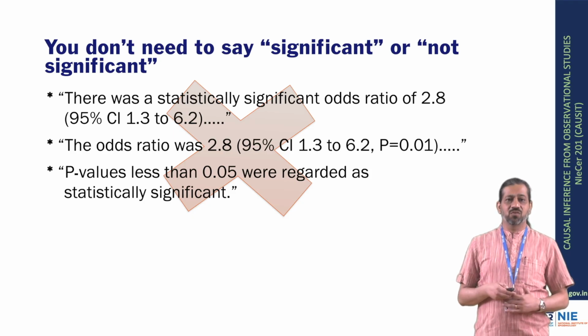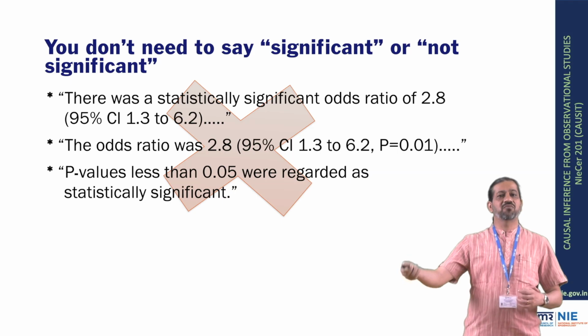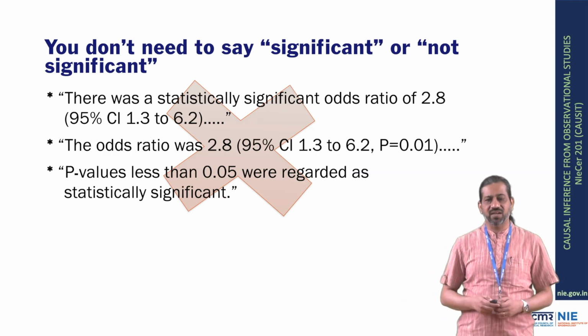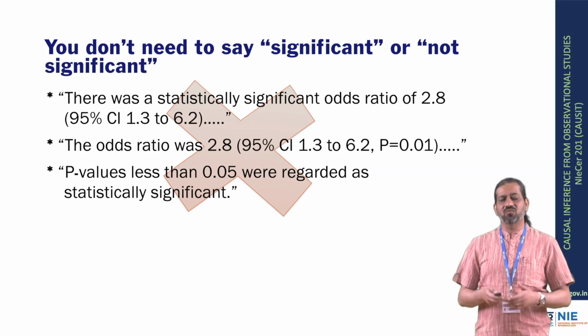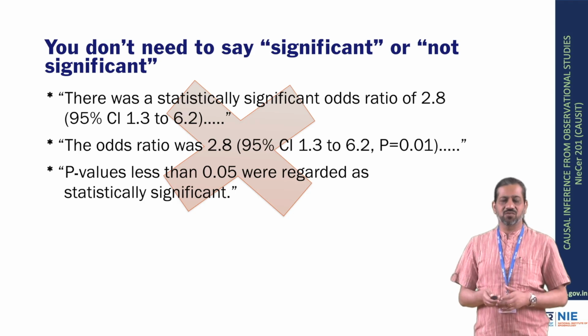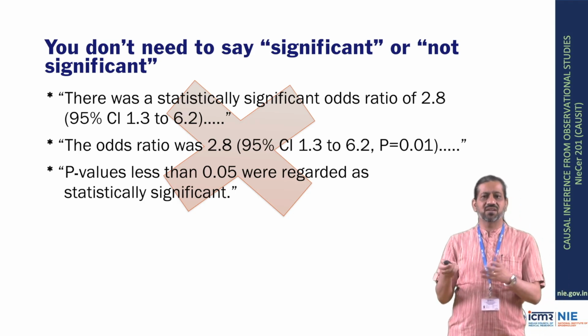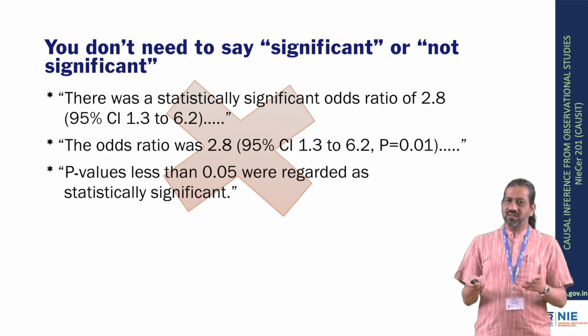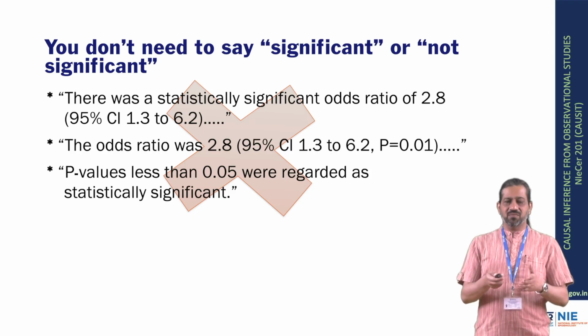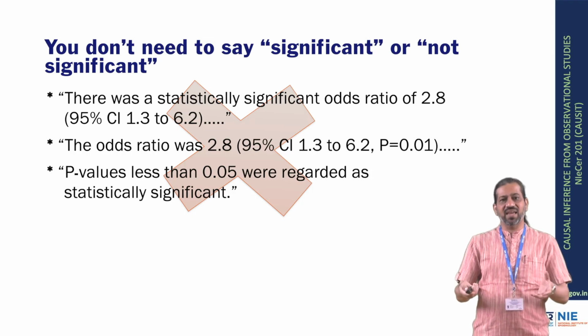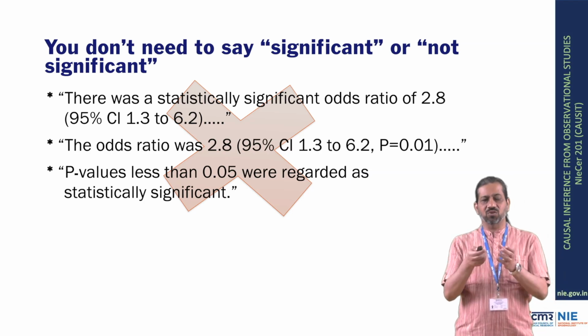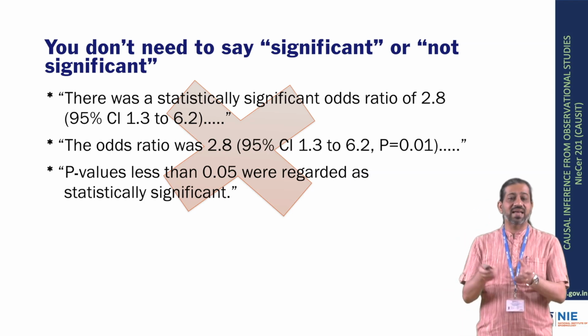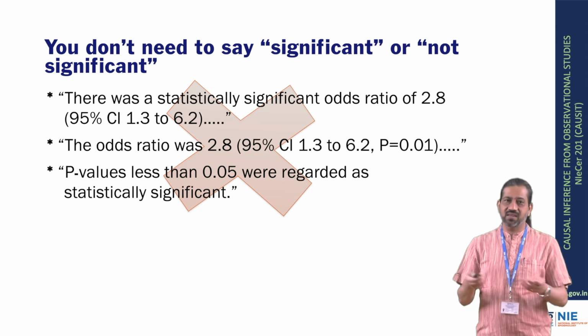What you would usually see in these studies when you read, and you may also be practicing in the same way, is that you may say there was a statistically significant odds ratio of 2.8, for example. Now here you would have done it because you are seeing that the confidence interval does not contain the null, which is again not a good practice. You may write it as odds ratio was 2.8 with a 95% confidence interval, giving both the 95% confidence interval as well as the p-value, which is again unnecessary.